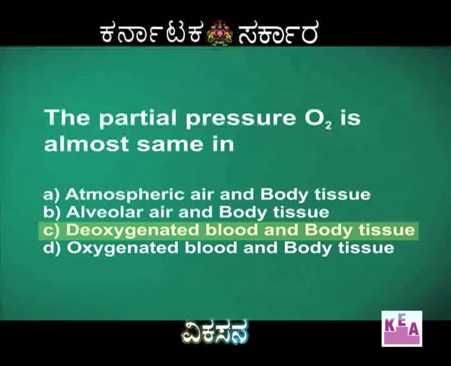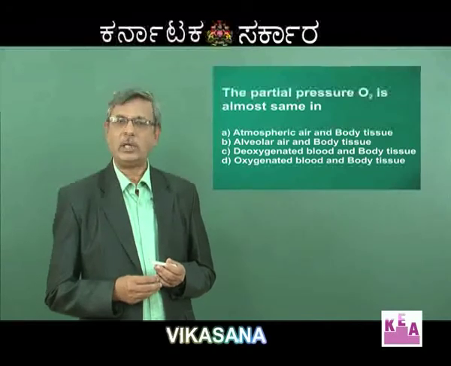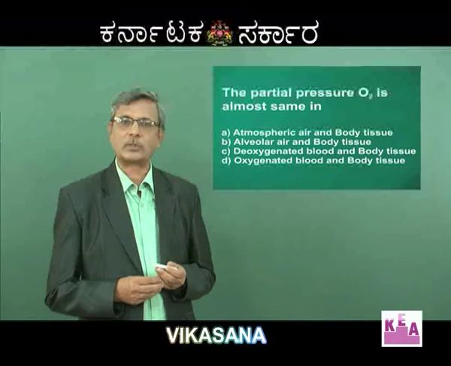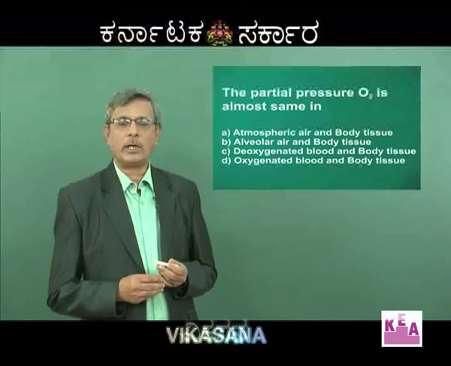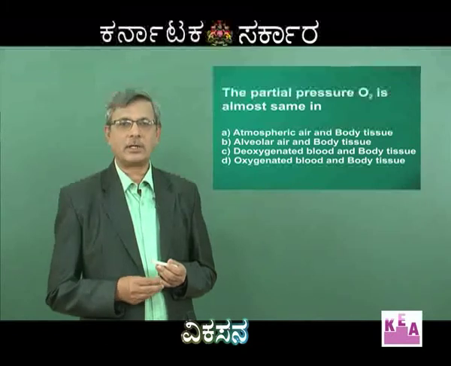Oxygenated blood is going to have around 95 millimeters mercury, whereas body tissue has partial pressure of 40 millimeters mercury. Deoxygenated blood has 40 millimeters mercury, and in alveolar air it is 105 millimeters mercury. So answer is option 3.